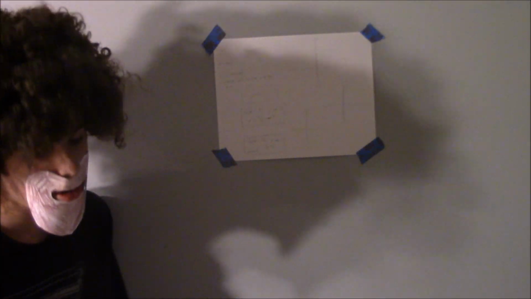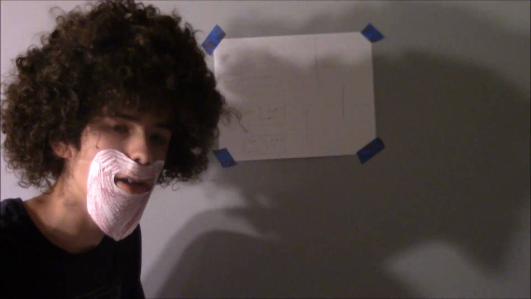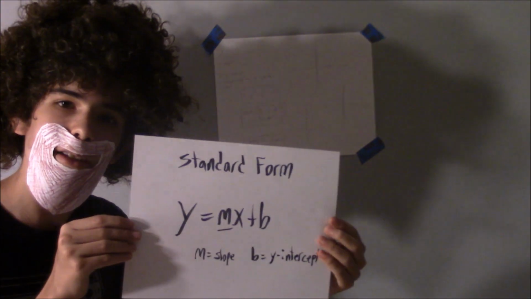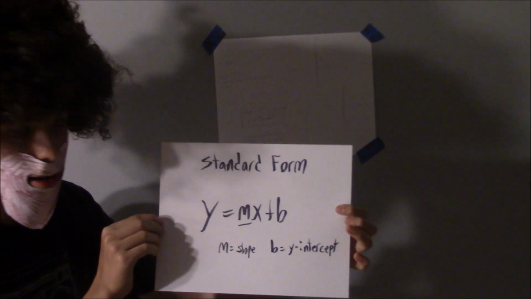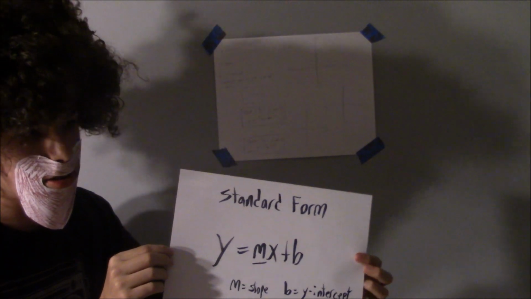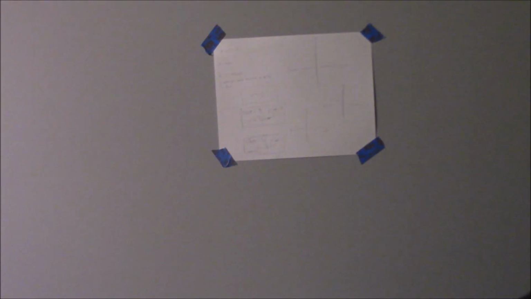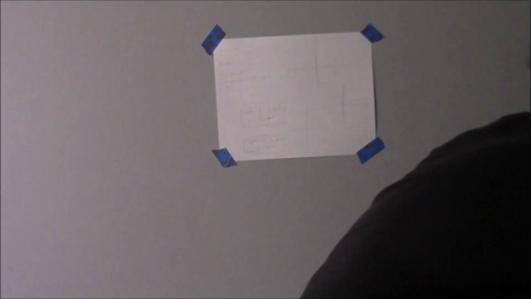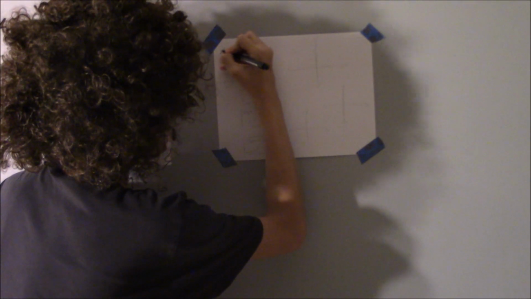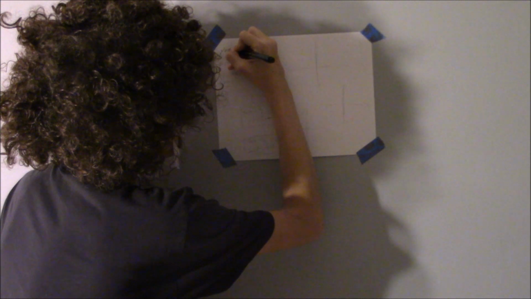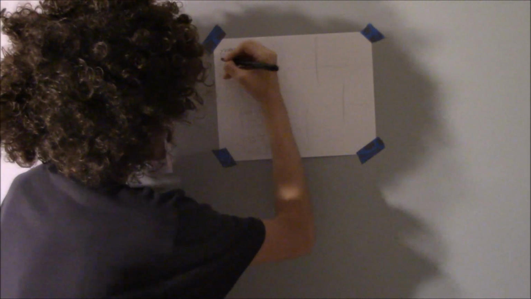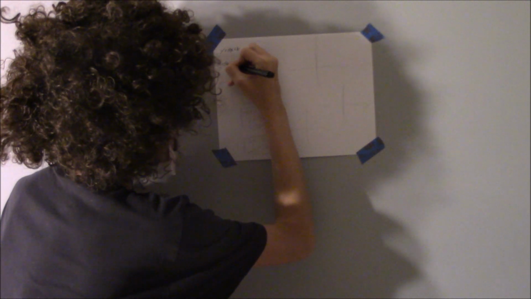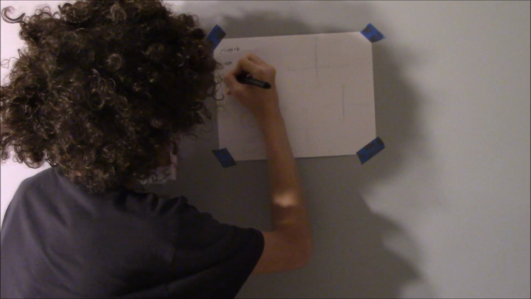Alright, so the standard form of a linear equation is y equals mx plus b, where m equals the slope and b equals the y-intercept. Hold on, let me add a few digits in that piece really quick. Alright. So I'm going to write this down on our magical painting. Y equals mx plus b, where m equals slope and b equals y-intercept.